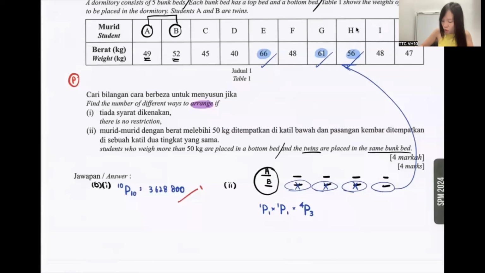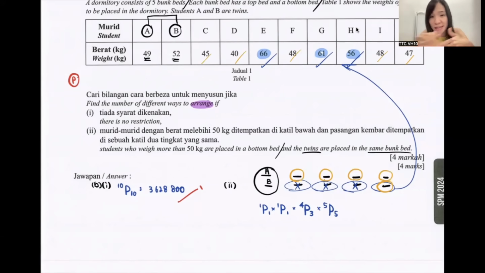So the rest got what? 1, 2, 3, 4, 5. 5 more empty, left for the rest of the 5 people. So isn't it the rest of the 5 people will be 5P5? I remember the answer at the back, they exactly just do like that. But that is actually not accurate.